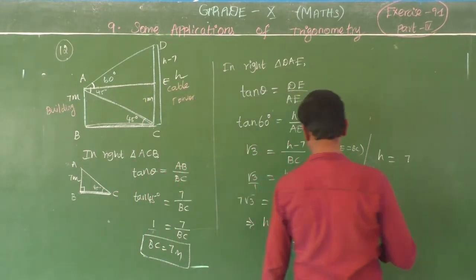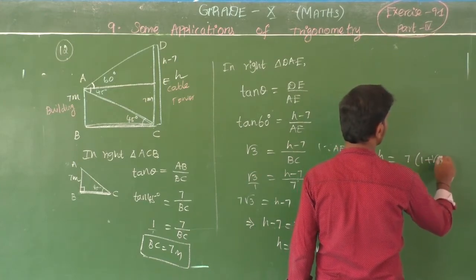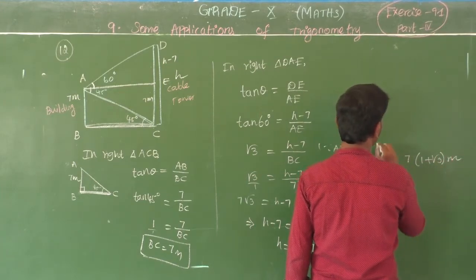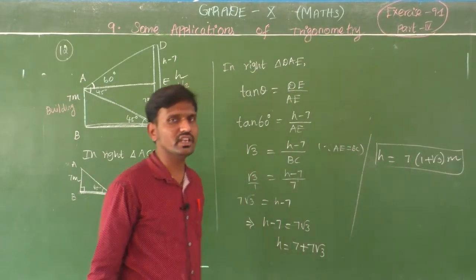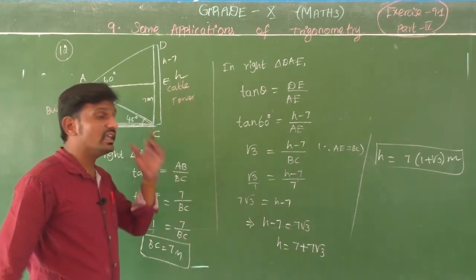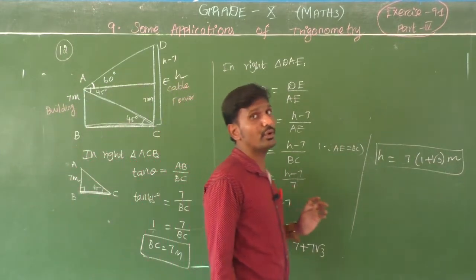So, I'm taking out to get the value of 1 plus root 3. So, what is the height of the cable tower? 7 into 1 plus root 3, or root 3 plus 1. Okay. So, here we don't want to substitute the value of root 3.